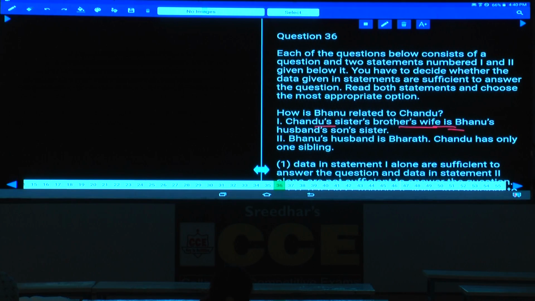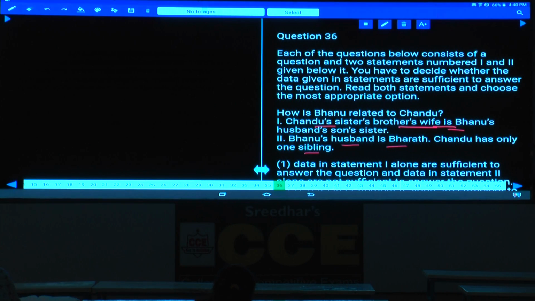Then coming to the second one, Banu's husband. Banu is here. Who is Banu's husband here? Banu's husband is Bharat. Chandu has only one sibling. As Chandu has only one sibling, how Banu and Bharat are related to Chandu is not clearly given, isn't it? As it is not clearly given, two alone is not sufficient.